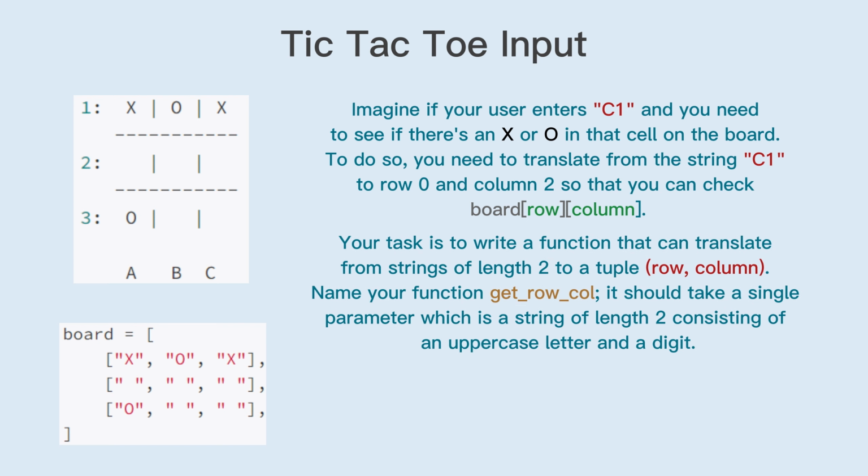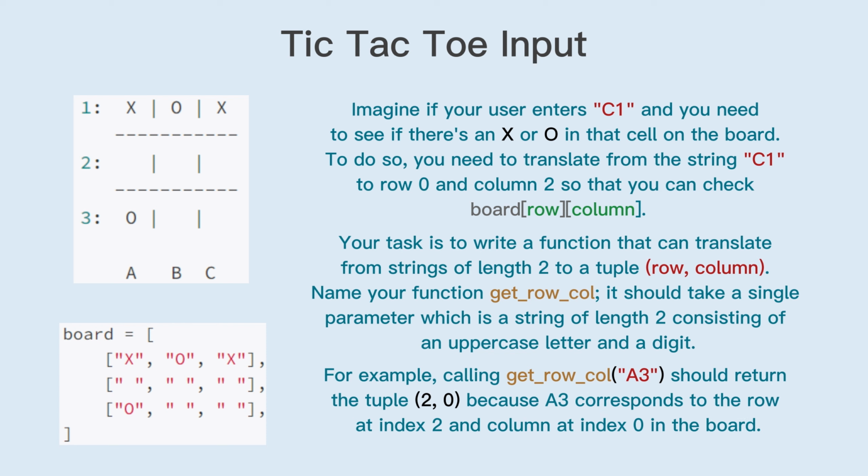Your task is to write a function that can translate from strings of length 2 to a tuple, row, column. Name your function getRowCol. It should take a single parameter, which is a string of length 2 consisting of an uppercase letter and a digit. For example, calling getRowCol with the A3 string should return the tuple 2, 0, because A3 corresponds to the row at index 2 and column at index 0 in the board.